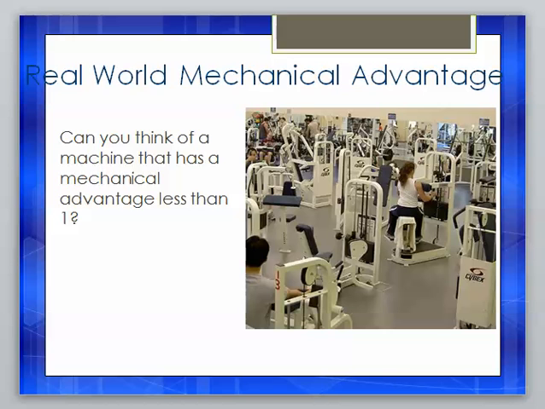Can you think of a machine that has a mechanical advantage less than 1? Well, as we said, a single fixed pulley actually has an ideal mechanical advantage of 1, and after you take friction into consideration, it's going to have an actual mechanical advantage of much less than 1.